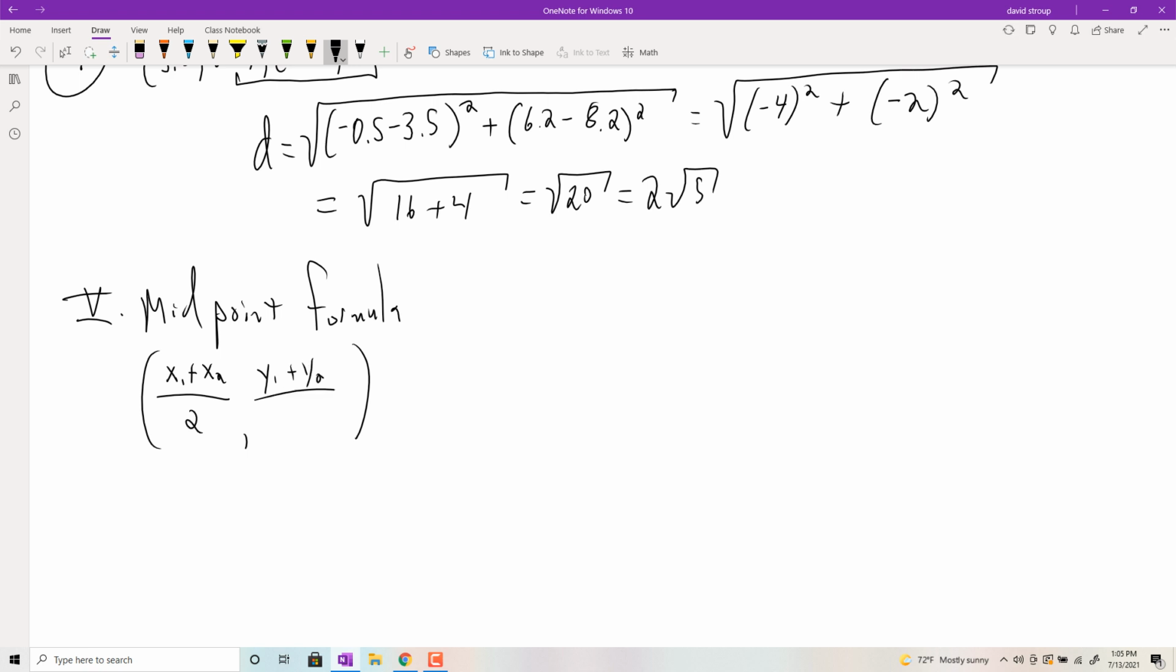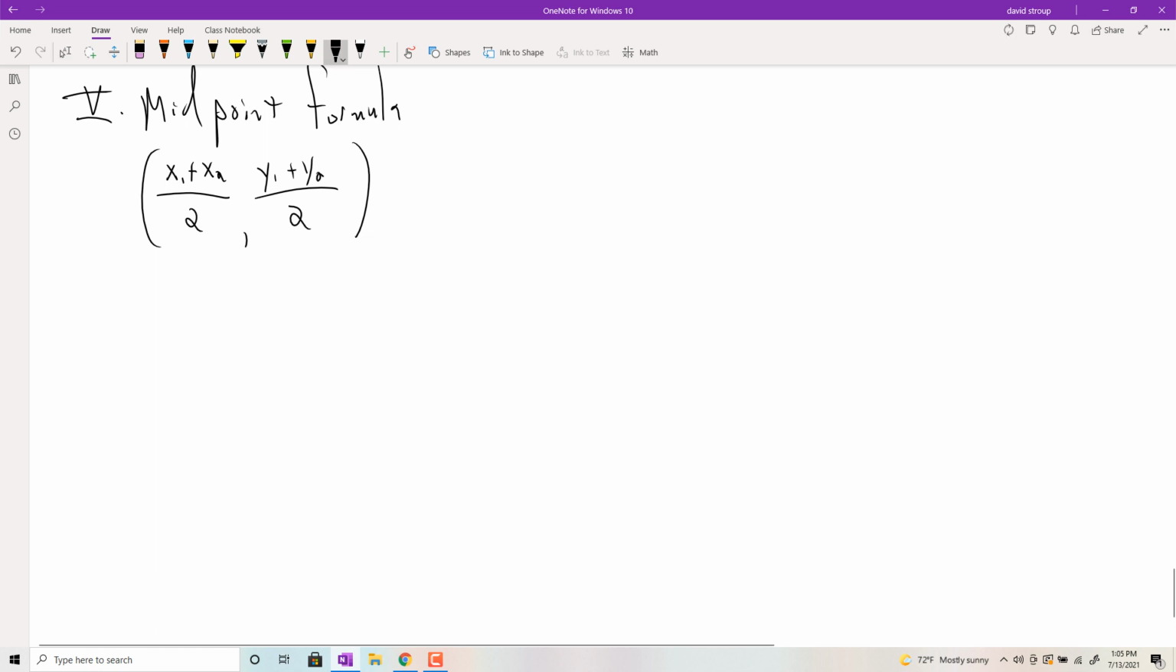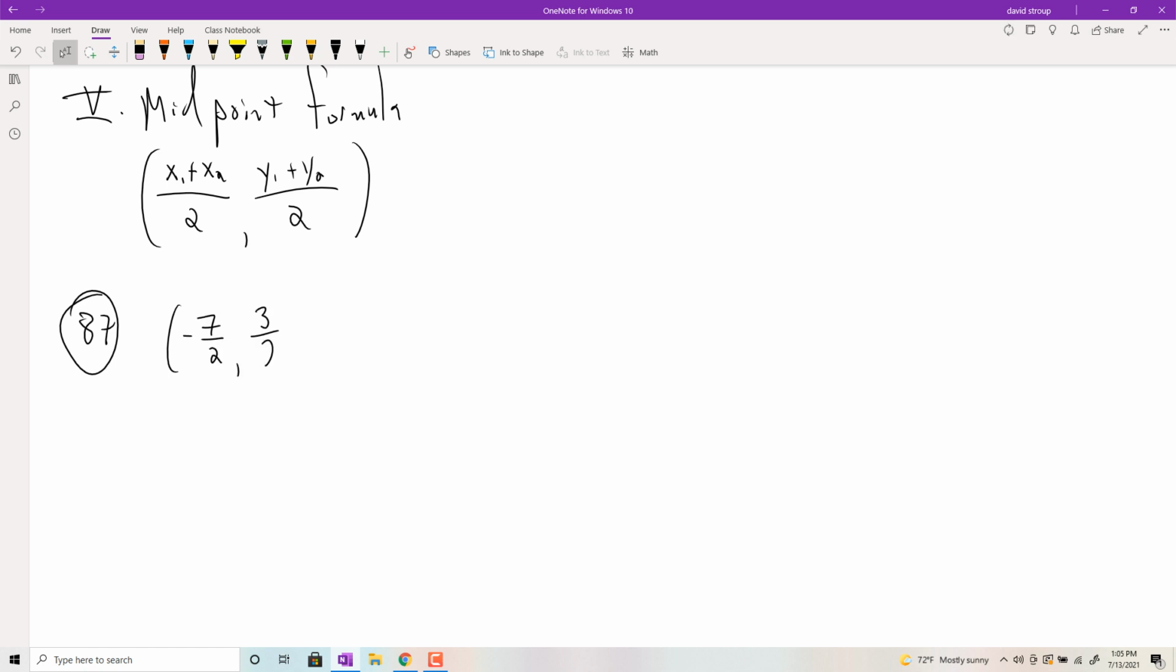So you add them up and divide by the number of points, so 2. Again, the exercises aren't really that hard. It's just they give you some crazy numbers that you have to deal with, so maybe fractions, or square roots and stuff like that.